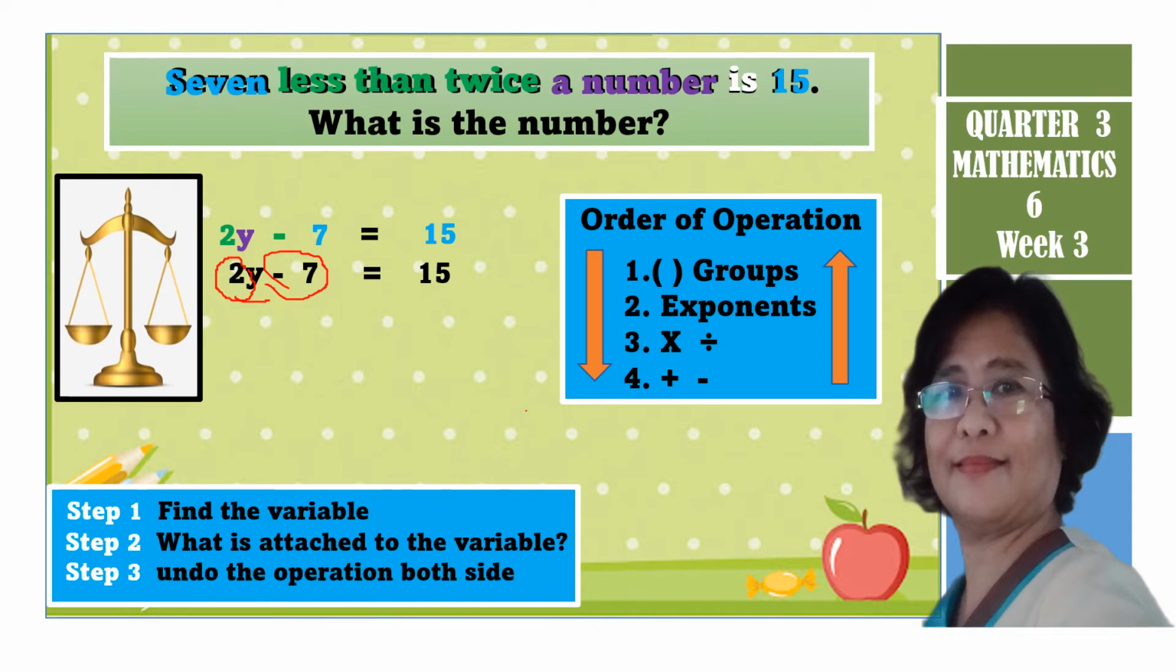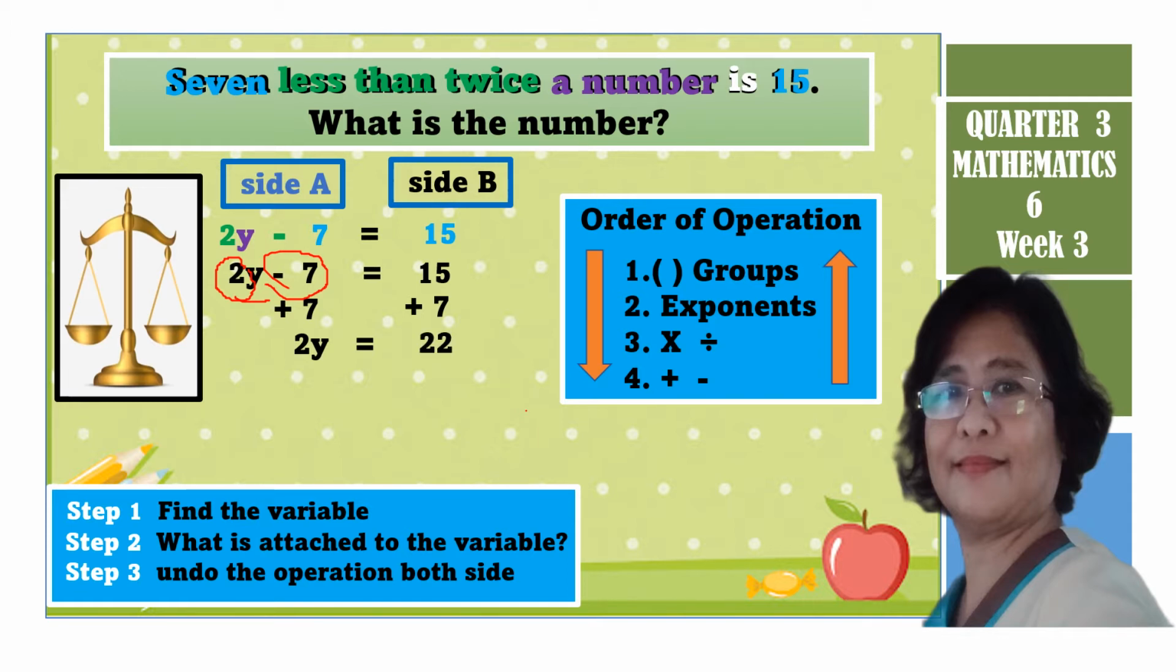Now, let us subtract or undo the operations both sides. So, whatever is done on side A will be also done in side B. So, you have plus 7 and plus 7. So, to do this, unlike sign, so you have to subtract, so this will become 0. Kaya ang matira na lang ay 2y. And then 15 minus 7 is 20. So, hindi pa rin tayo tapos because we have the y. Hindi pa natin nahanap ang value ng y.